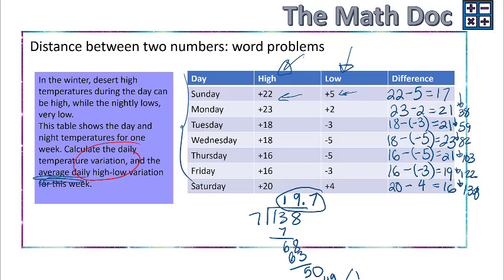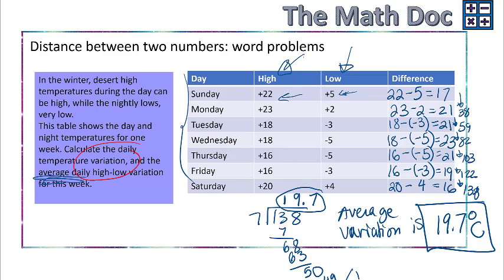Our result is 19.7. So the average variation that week is 19.7 degrees Celsius. Okay, so that is our first example, and we practiced how we calculate the difference or the distance between two numbers.